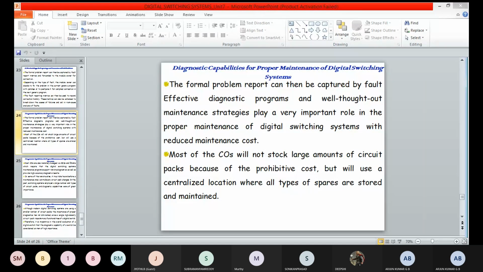Okay. In the past switching systems, there was a large number of types of circuit packs. Because of that, maintenance and diagnostic capabilities were necessary. In modern DSS, the number of circuit packs will be less, as a single high density circuit pack implements many functionalities of the digital switching systems.